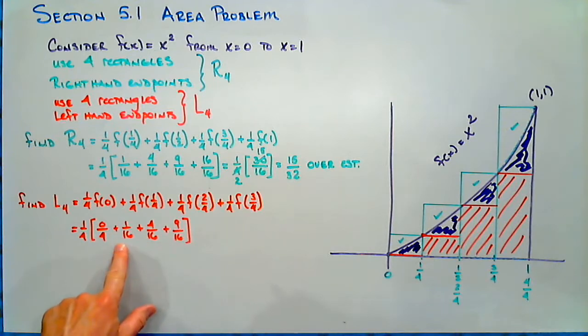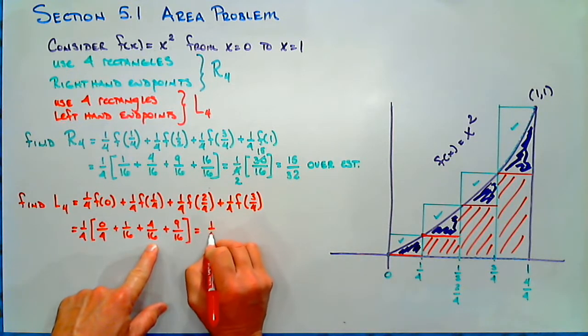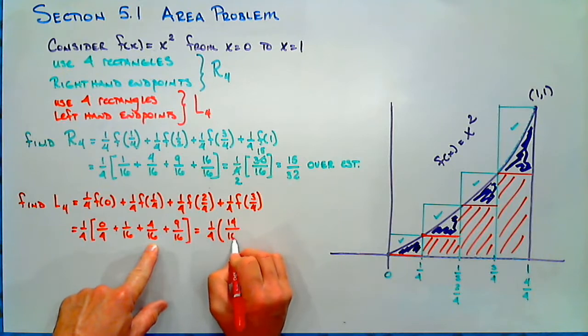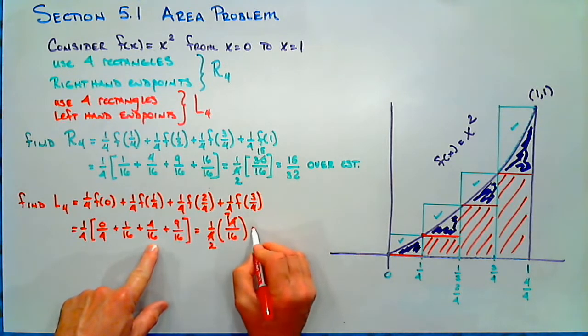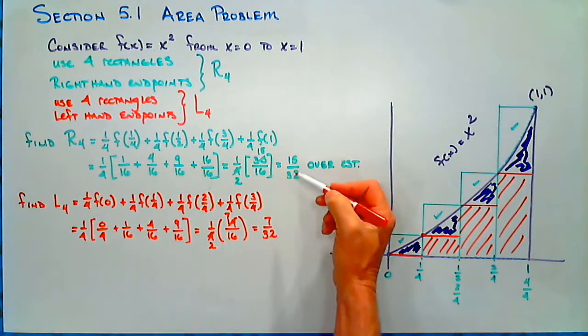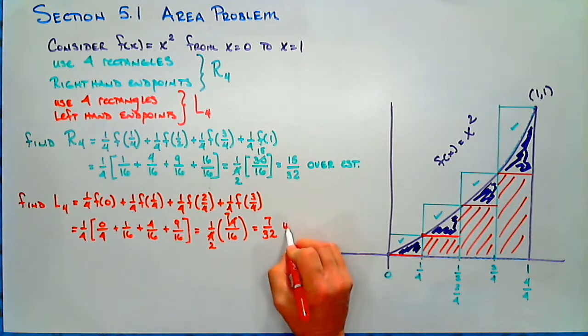We end up with 9 plus 1 is 10 plus 4. So that is 1/4 times 14 over 16, right? And once again, we can divide here, get this to be a 7, this to be a 2, and we end up with 7 over 32. 7 over 32 is smaller than 15 over 32, right? And this is an underestimate.